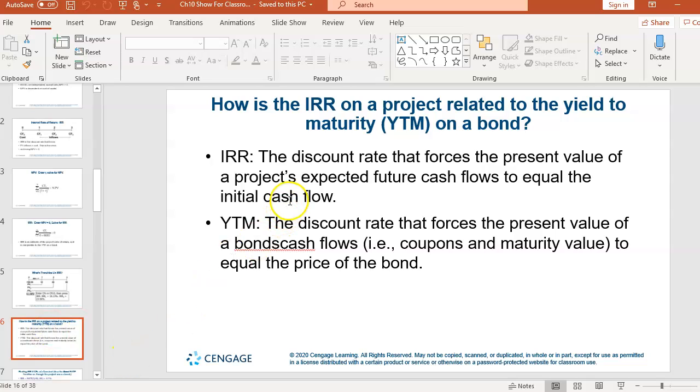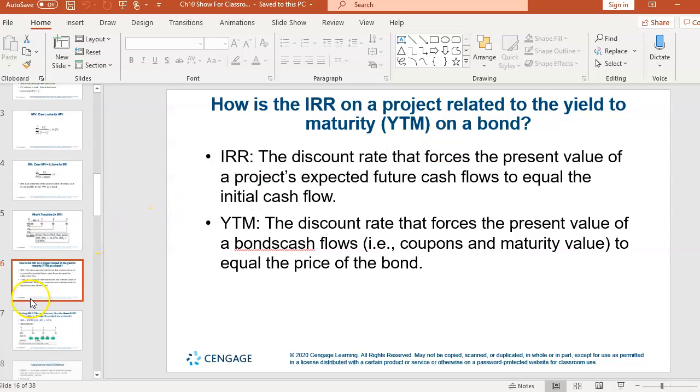Okay. And so IRR and YTM are the same thing. The same math goes into calculating both. So yield to maturity is the return on a bond. If I buy a bond and I get a whole bunch of future cash flows from that bond, that's my yield to maturity. The project is no different. I invest in the project, I receive future cash flows. That's my return.